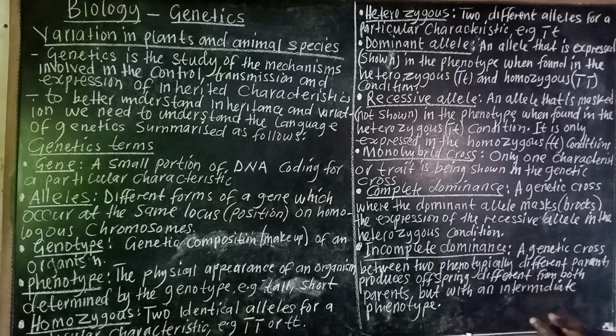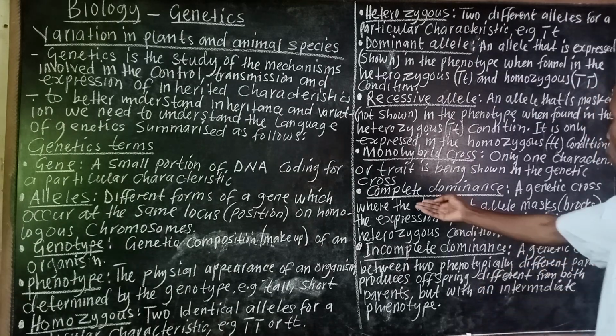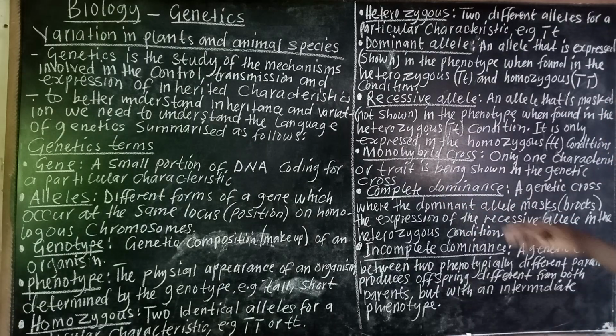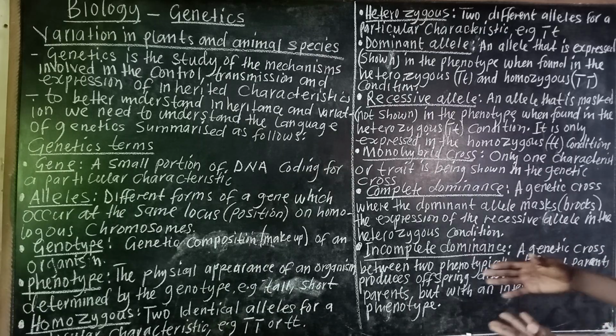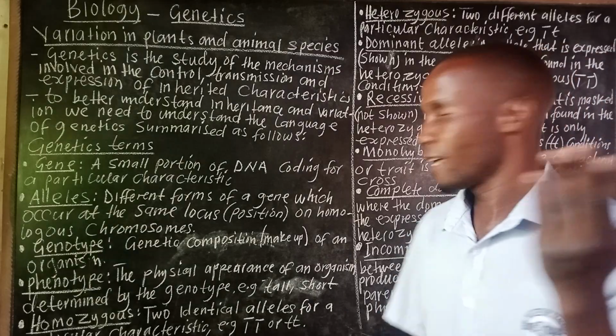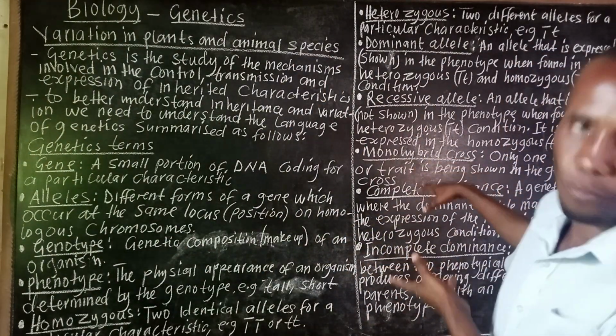Then apart from that, you can also look at this terminology called complete dominance. Complete dominance, what is it? Complete dominance is a genetic cross where the dominant allele blocks the expression of the recessive allele in the heterozygous condition. So this is complete dominance. You would find that the recessive allele is being masked by the dominant one.